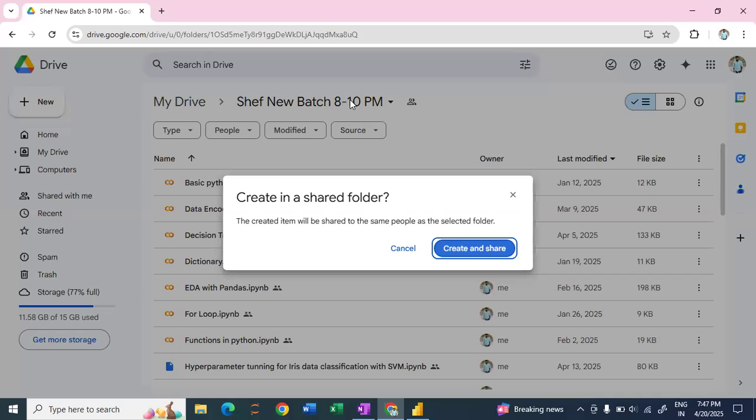But don't worry. After the end of the class, I will always share it with you in the chat box, right? But you can also find it in your SAP new batch 8 to 10 folder.